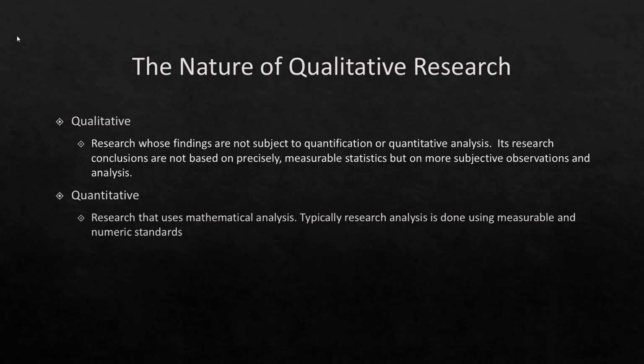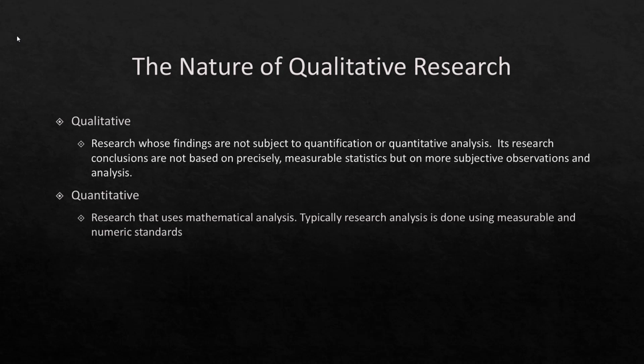The nature of qualitative research. What is qualitative research? Qualitative research, in fact, is defined as opposed to quantitative research. The official definition is that qualitative research is research whose findings are not subject to quantification or quantitative analysis. The research conclusions are not based on precisely measurable statistics, but on more subjective observations and analysis. So, as you can see, qualitative research is not straightforwardly defined, but is defined as opposed to quantitative research, which uses mathematical analysis and typically measurable and numerical standards like standard deviation, mean, mode, and all those statistical numbers.